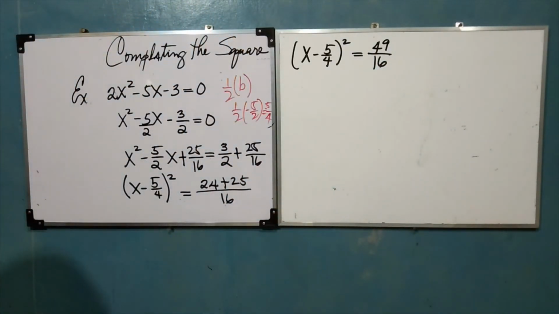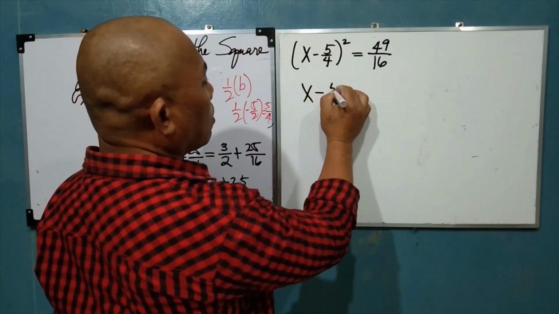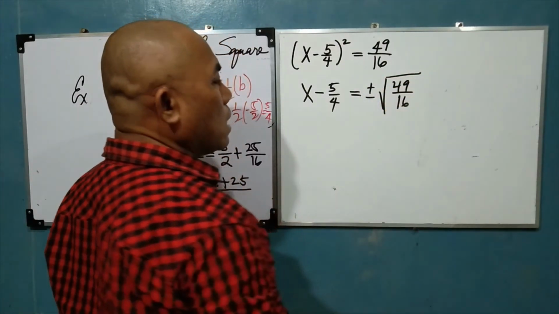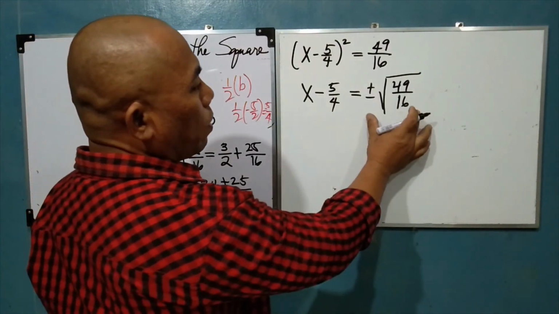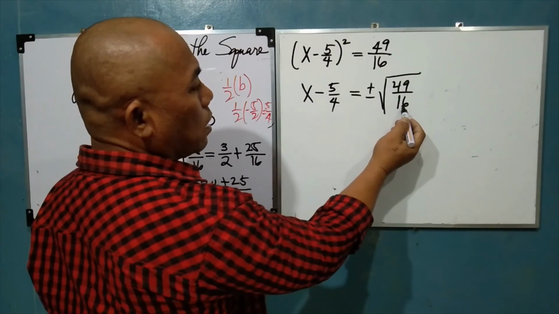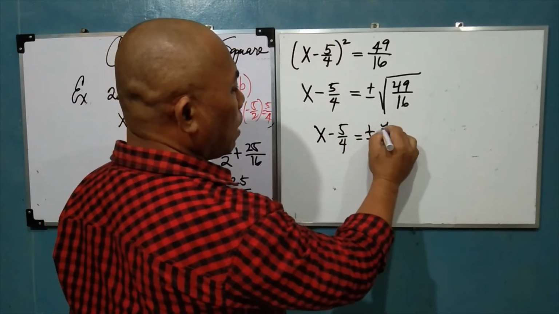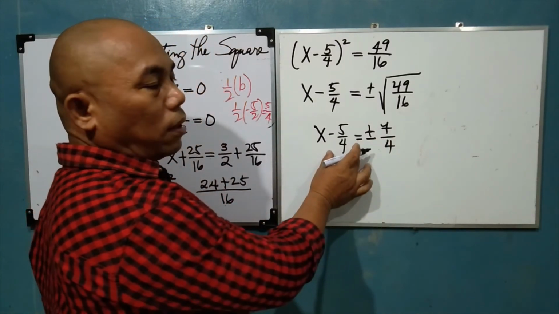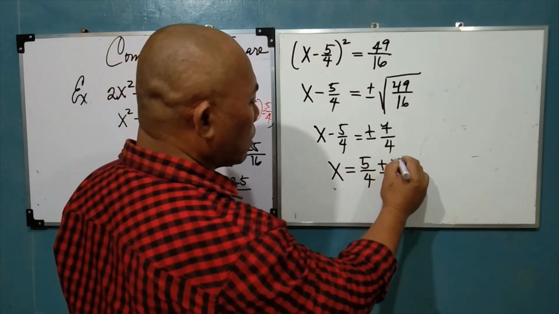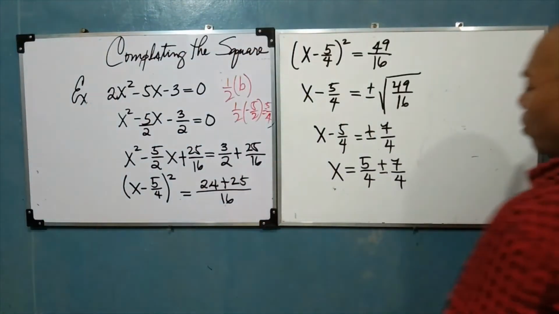What's the next step? The next step is to get the square root of both sides of the equation. So taking the square root of both sides of the equation, you will get x minus 5 over 4 equals plus minus the square root of 49 over 16. So what is the square root of this? Okay, so the square root of 49 is 7 and the square root of 16 is 4. So you will have x minus 5 over 4 equals plus minus 7 over 4. Then we still have a constant at the left side, so transpose this to the other side. You will get x equals 5 over 4 plus minus 7 over 4. Okay, so we have plus minus here, so that means we have two values of x.